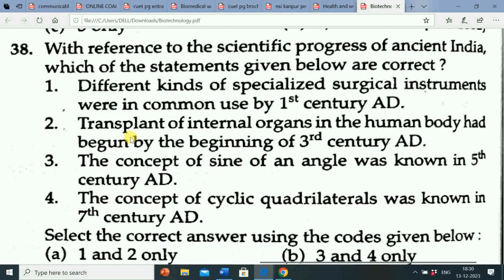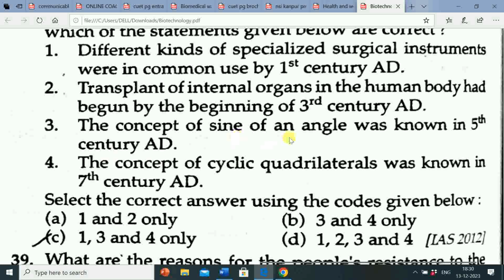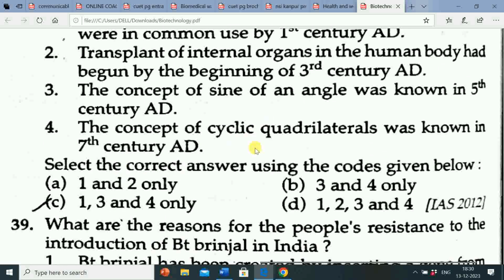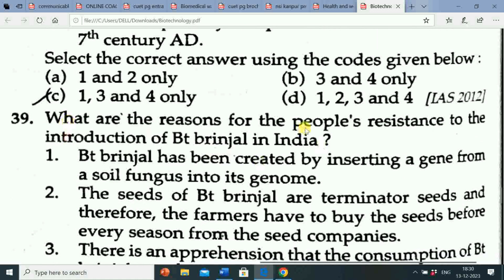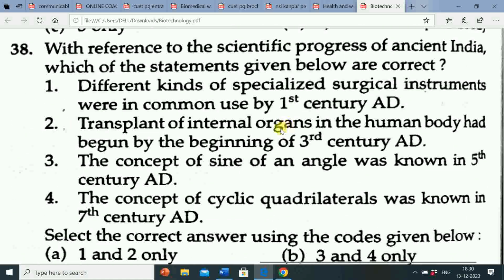Different kinds of specialized surgical instruments were in common use by 1st century AD. The concept of sine of an angle was known in 5th century AD. The concept of cyclic quadrilaterals was known in 7th century AD. So these three statements are correct with reference to the scientific progress of ancient India.